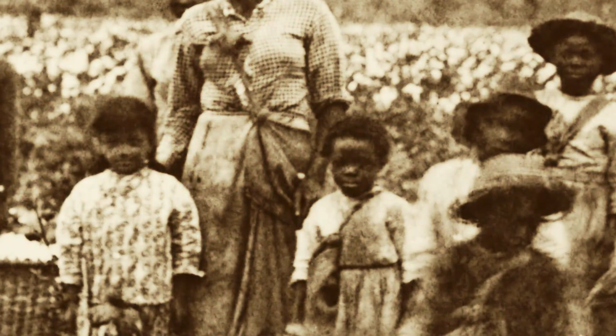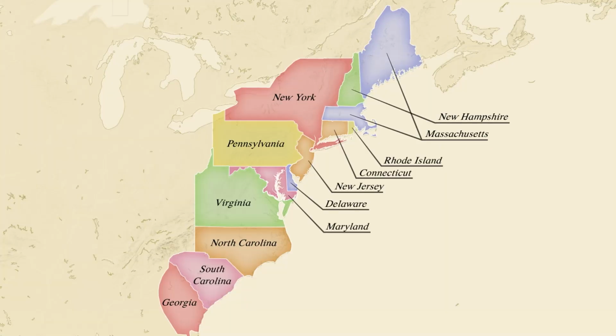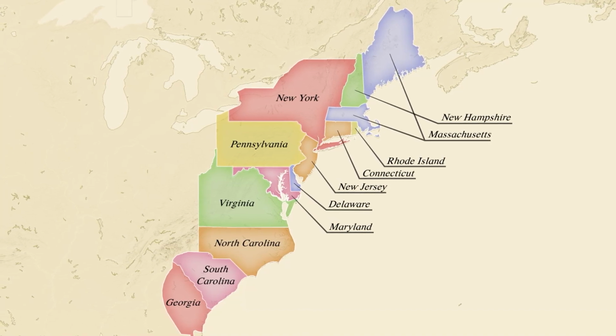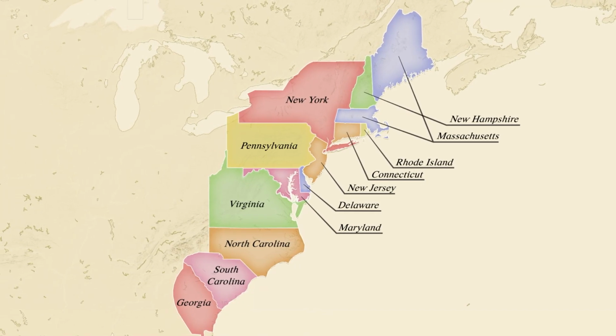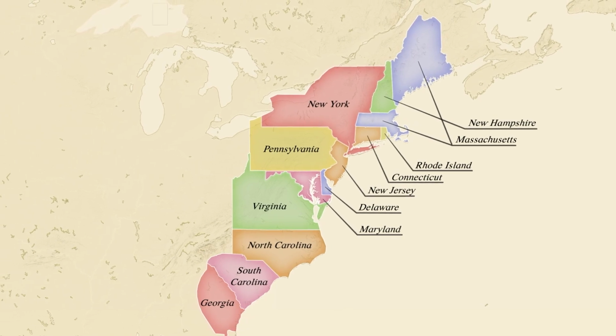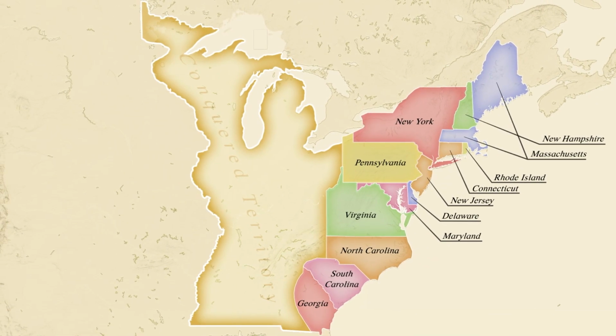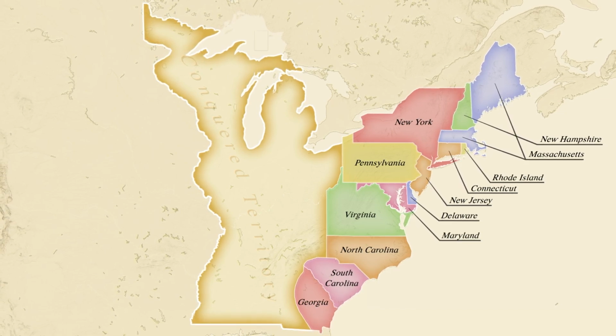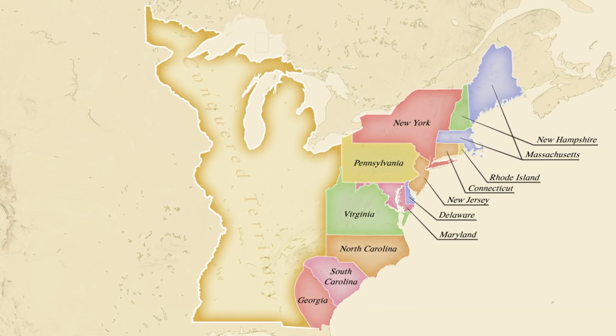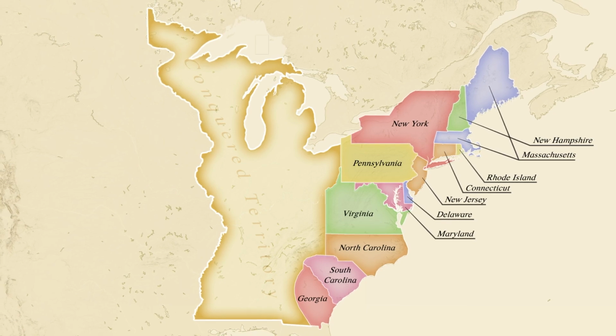a much larger problem. After the United States won the American Revolution, part of the treaty they made with Britain was that Britain would give up all of their territory west of the Appalachian Mountains to the United States. Now, a big problem the United States had was what to do with all this new territory.